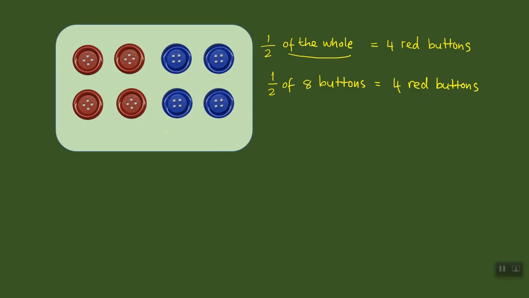Now how about blue buttons here? That is the same. That is also a half part of the whole. So the other half part of the whole is 4 blue buttons. We also can say that half of 8 buttons is 4 blue buttons.